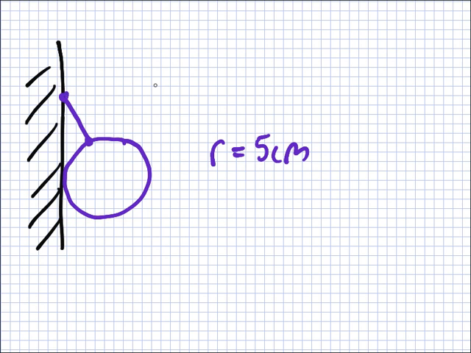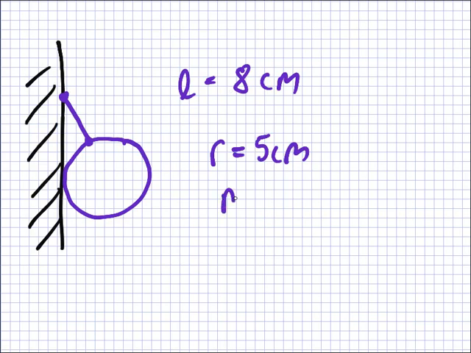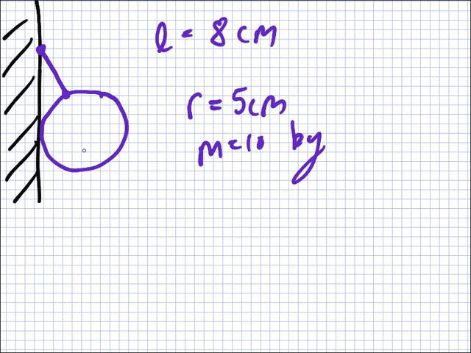And there's a string here of length 8 centimeters, I believe. And the mass is 10 kilograms. So, let's draw our forces in red. First things first, we definitely have a weight. So this will be 10g, which is 98.1 newtons.